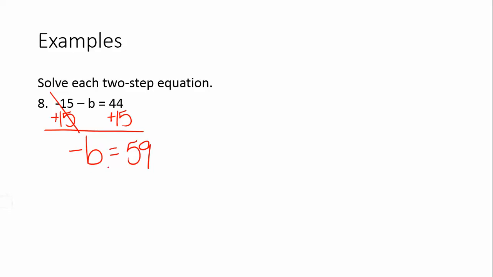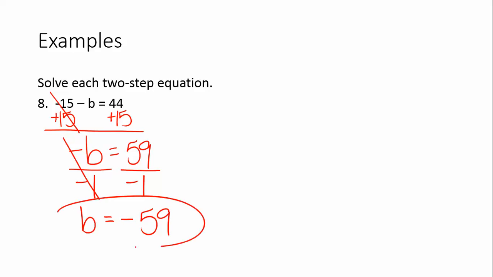We're going to divide by negative 1. And you can write the negative 1 in front of the b if you like, but you don't have to. So those cancel out and we get b equals, again this just changes the sign of your original answer, which was positive 59, to a negative 59.